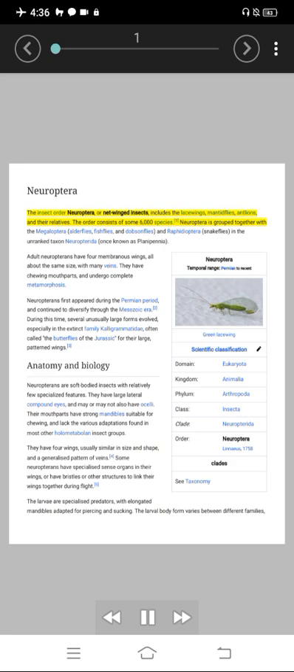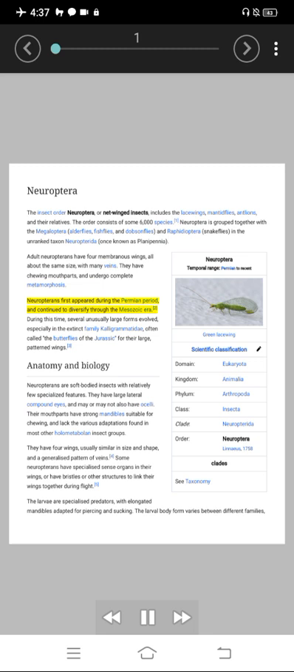Neuroptera. The insect order Neuroptera, or net-winged insects, includes the lacewings, mantidflies, antlions, and their relatives. The order consists of some 6,000 species. Neuroptera is grouped together with the Megaloptera (alderflies, fishflies, and dobsonflies) and Raphidioptera (snakeflies) in the unranked taxon Neuropterida, once known as Planipennia. Adult Neuropterans have 4 membranous wings, all about the same size, with many veins. They have chewing mouthparts, and undergo complete metamorphosis.